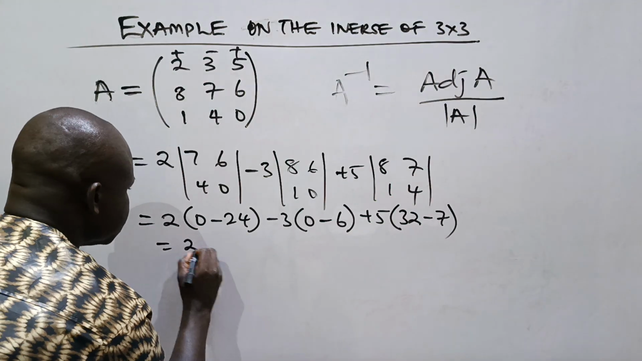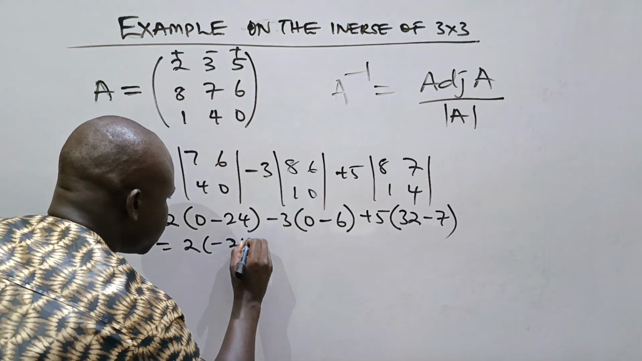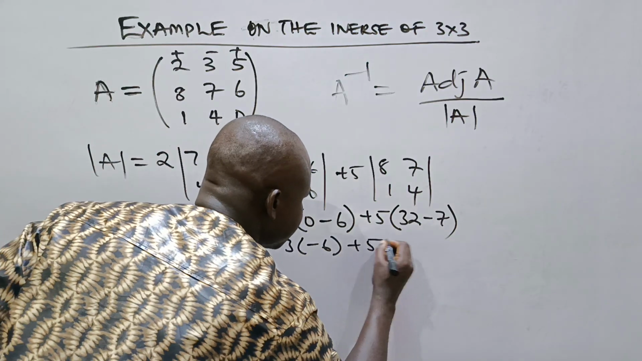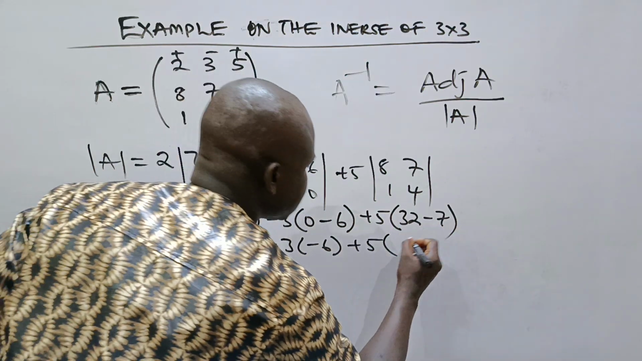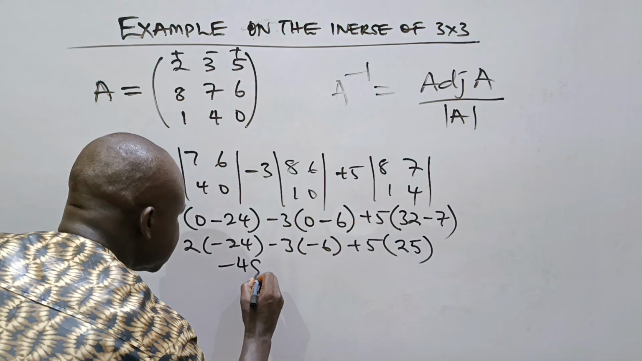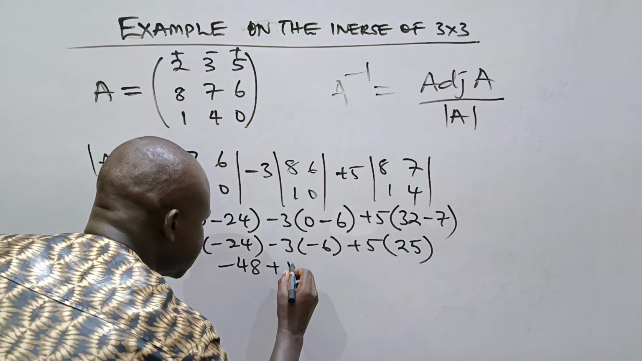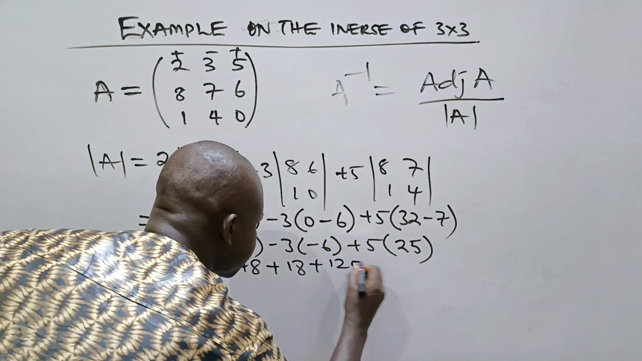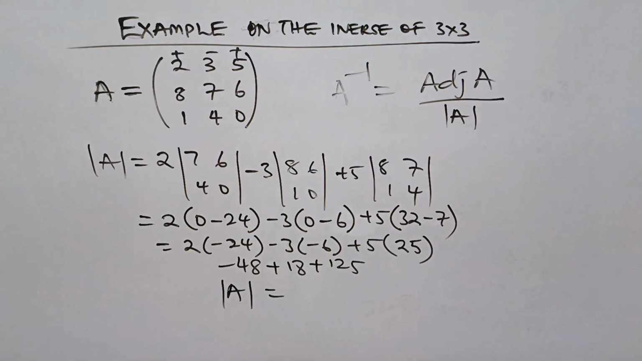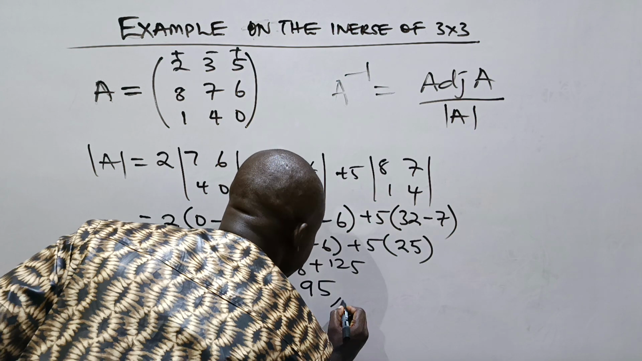Then here I'm going to have 2 into bracket minus 24. Then I have minus 3 into bracket minus 6. Then I have plus 5 into bracket 32 minus 7, that's 25. So here I'm going to have minus 48. Minus times minus is plus, that's plus 18. Then plus 125. Then finally, determinant of A will be given as 18 minus 48, that's minus 30, plus 125, which gives 95. So determinant of A is 95.